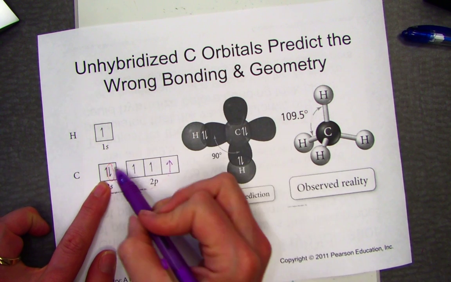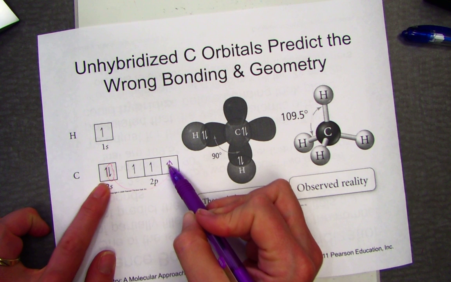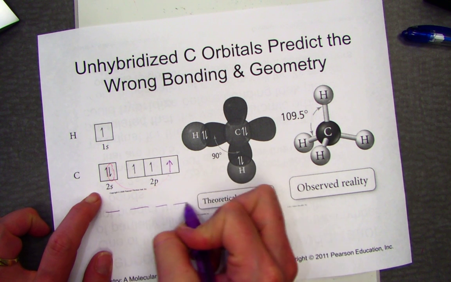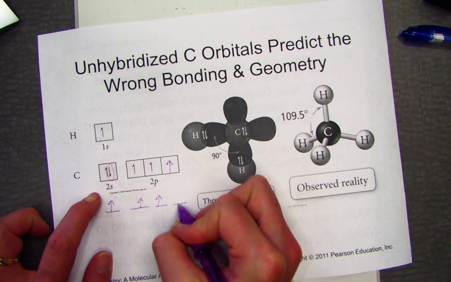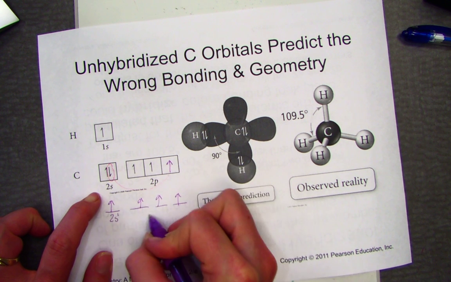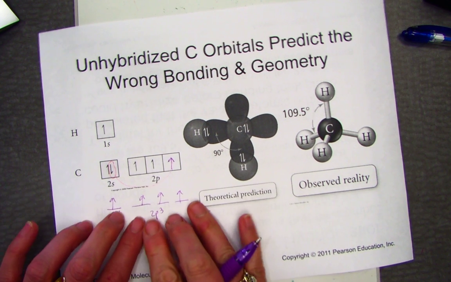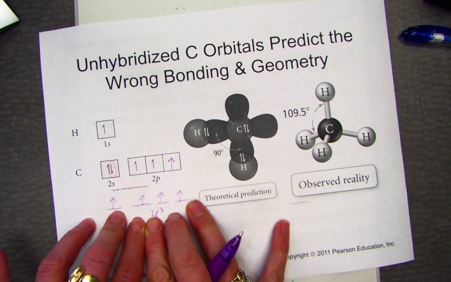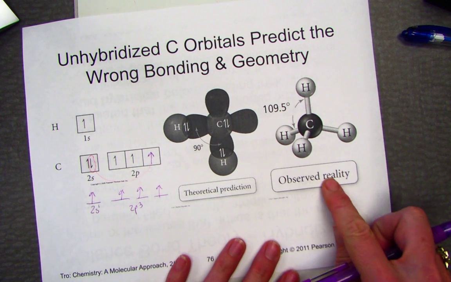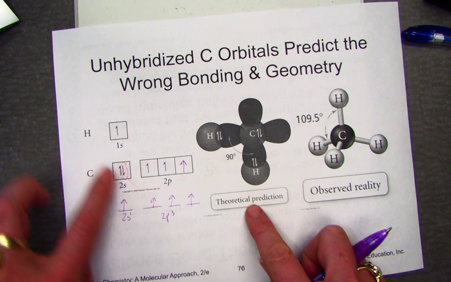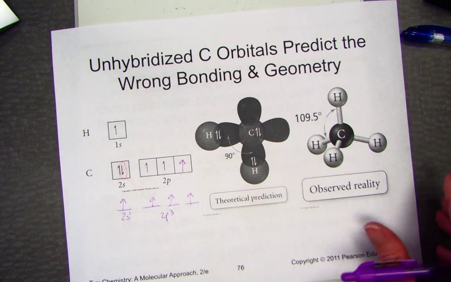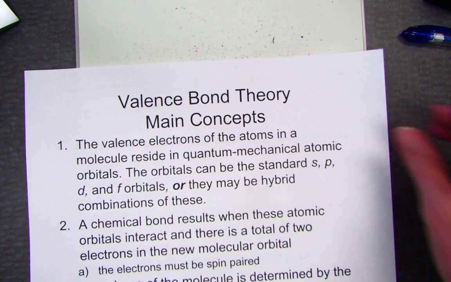Promote that one, unpair it and promote it to the p orbital, and we come up with the boxes as we drew a moment ago, where I have 2s1, 2p3, 4 open spots for bonding. So the observed reality with 4 spots is different than the theoretical prediction if I left it as a partnered pair. Hybridization: to promote electrons into an energy level by unpartnering.